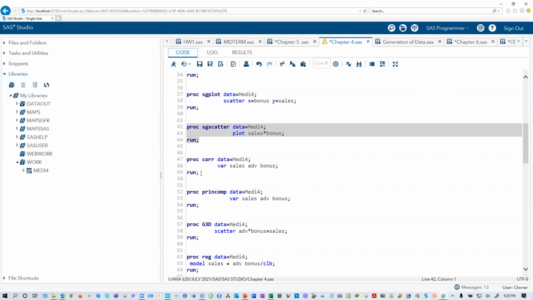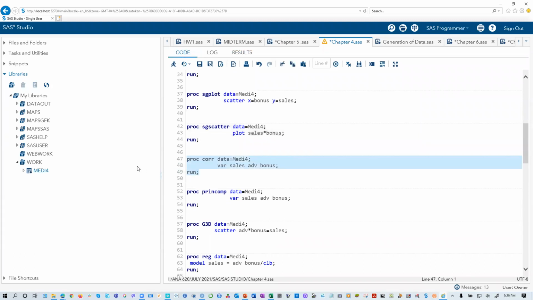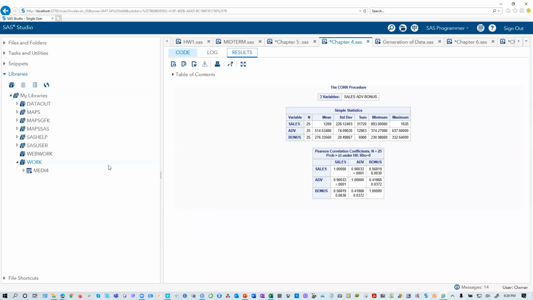Now you need the correlation among all these. I'm going to go to corr. The variables are sales, advertising, bonus, all put together. They will give you the separate averages, standard deviations, sum, minimum value, maximum value, and how they correlate. Sales and advertising are highly correlated, 0.9. And bonus, not that much. As I said earlier, it's like 0.5. That means almost no relationship.